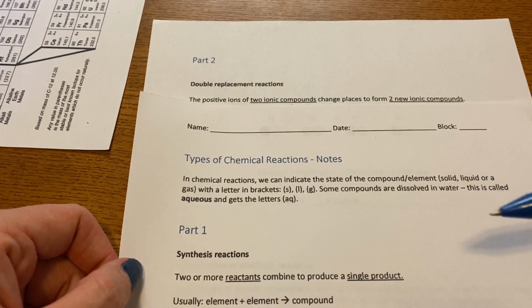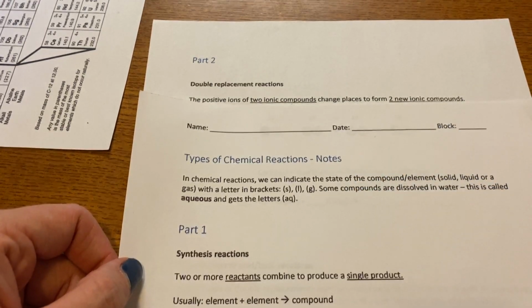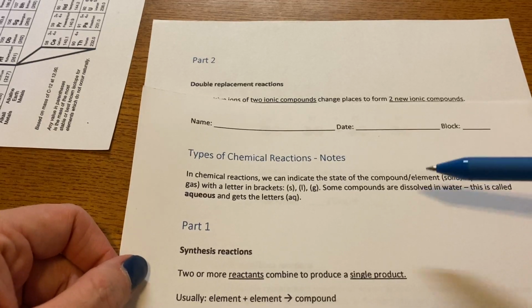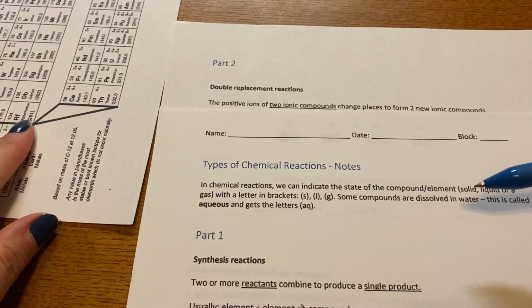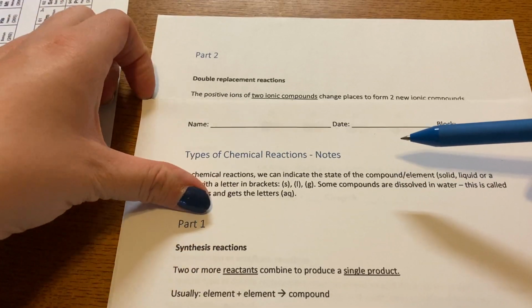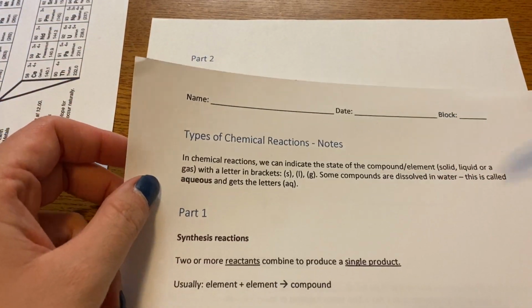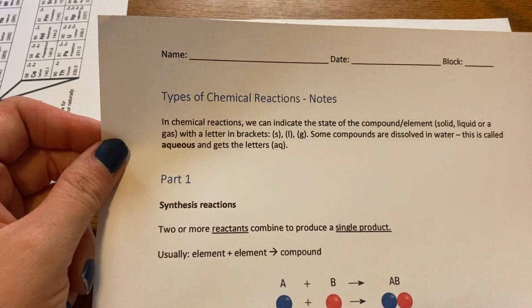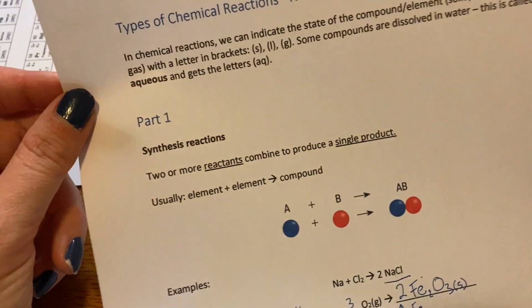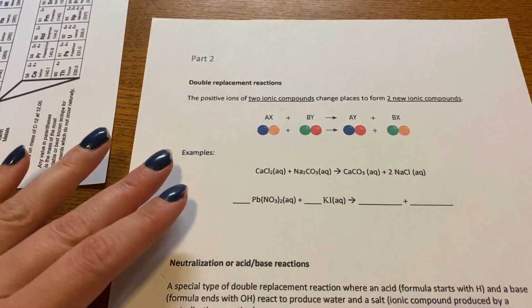Hello, welcome back. This is part 2 of the types of chemical reactions video. For this video, you're going to need your periodic table, your types of chemical reaction notes. We're going to start at part 2 on the 3rd page, and something to write with. So when you're ready, let's get going.